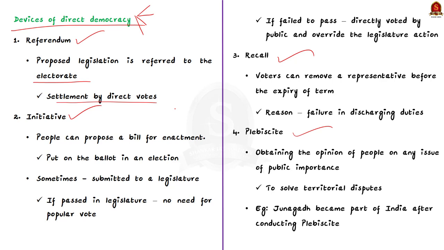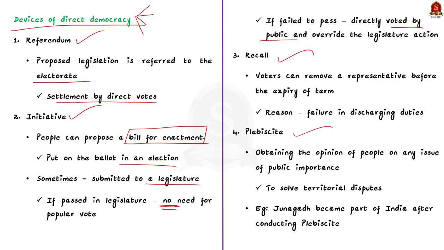The next one is initiative. It is a method by means of which the people can propose a bill for enactment. Any proposed law can be put on the ballot in an election. Sometimes, initiatives are first submitted to a legislature. If they are passed there, they become law without the need for a popular vote. If they fail, they may be submitted directly to a vote by the public, who may override the action of the legislature.